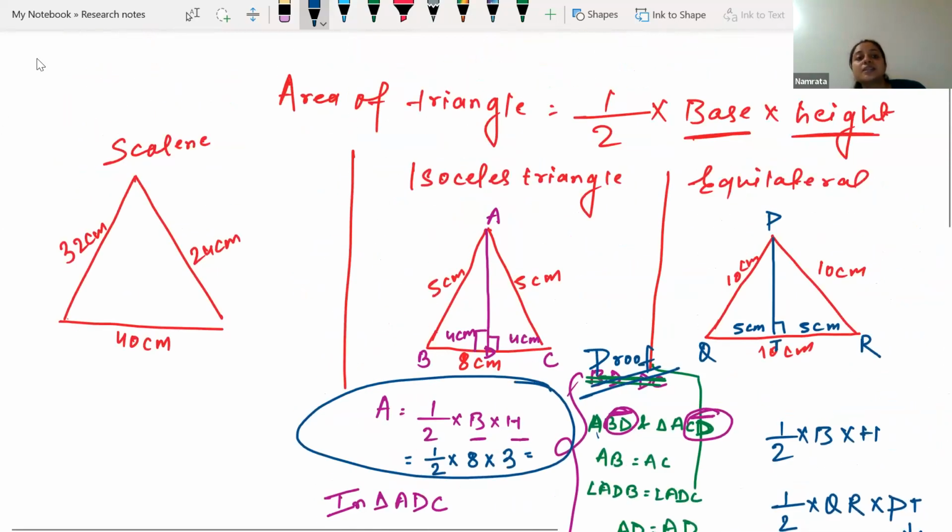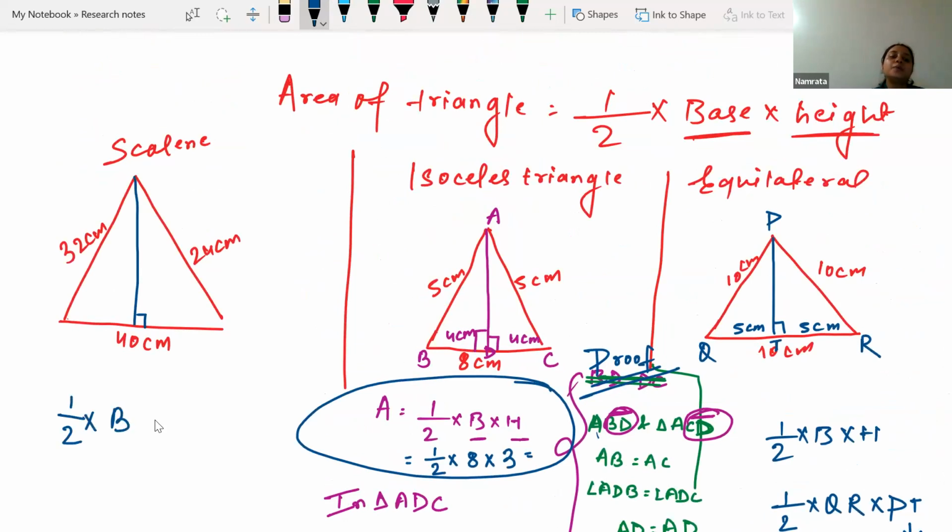Is it possible in a scalene triangle also? Let's check it. In a scalene triangle, if you drop a perpendicular like this and you are going to use the area formula 1 by 2 into base into height, here, if the name of the triangle is MNO and here you have the point T, then you cannot say that NT is equal to TO. This is not possible over here. These two are not equal.